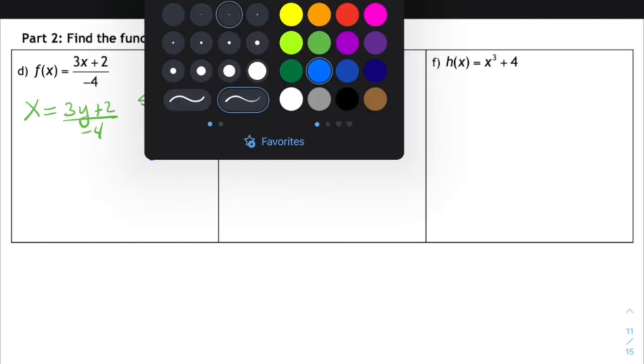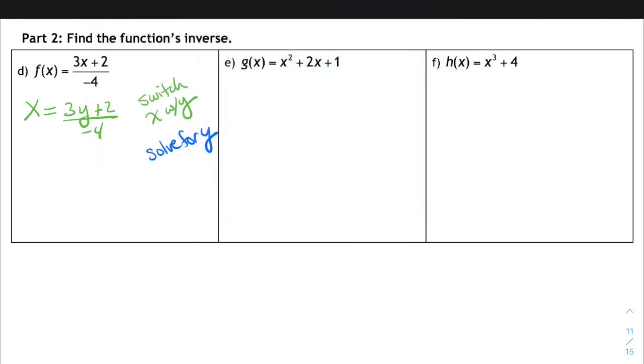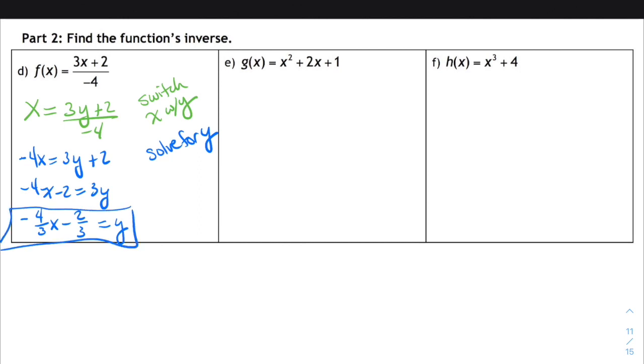So I'm going to use my normal solving steps, and I'm going to multiply both sides by -4. So -4x equals 3y plus 2. I'll subtract 2, divide by 3. Let's clean that up a little bit. So -4/3 x minus 2/3 equals y. So this would be the inverse. So this is the same thing as the inverse of the function f.